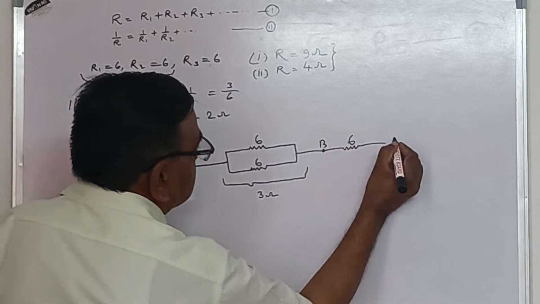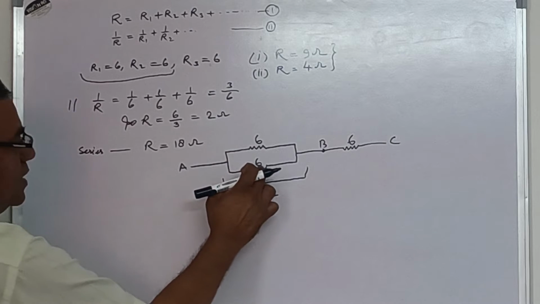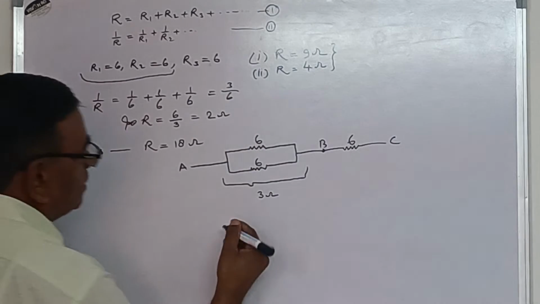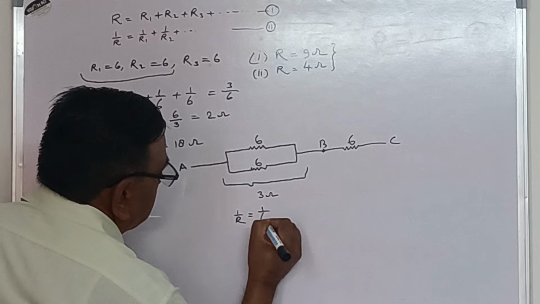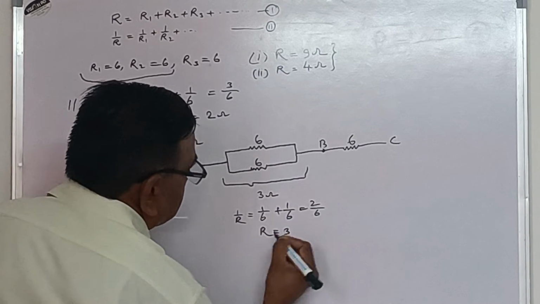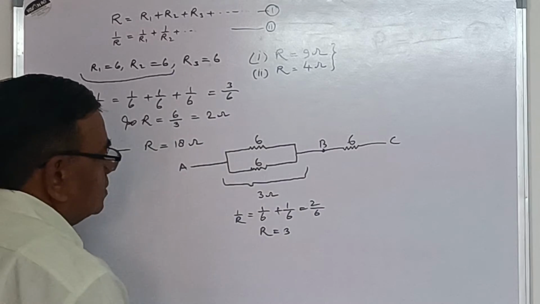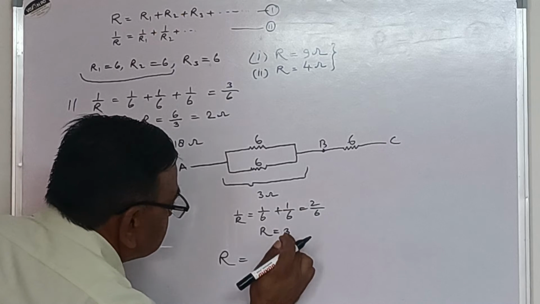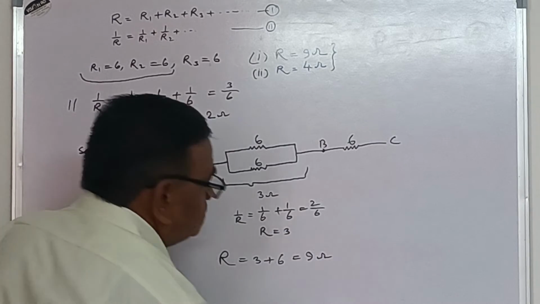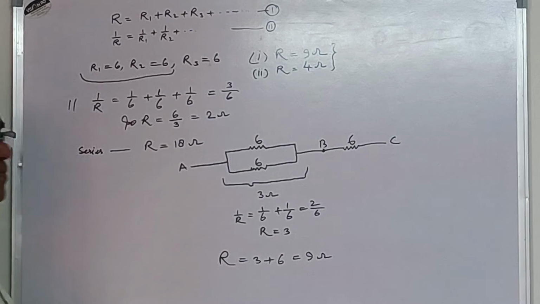A, B, C. Between A and B, two resistances are connected in parallel. In general, the value becomes half, 6 by 2, 3. You can find out 1 by R is equal to 1 by 6 plus 1 by 6 is equal to 2 by 6. So R is equal to 3. This is 3, and then again in series, this is 6. So total R is equal to this 3 plus this 6 is equal to 9 ohm. In this way, you get the first question solved. R is equal to 9 ohm.